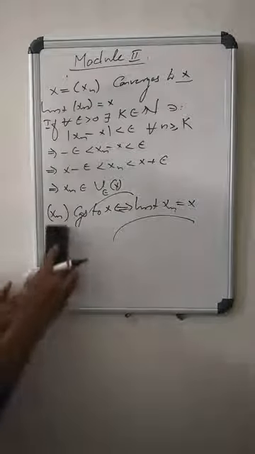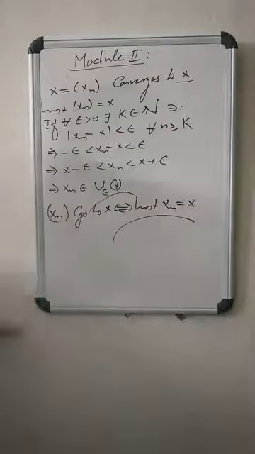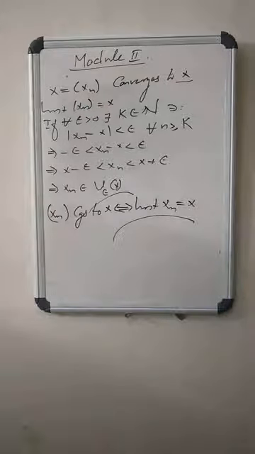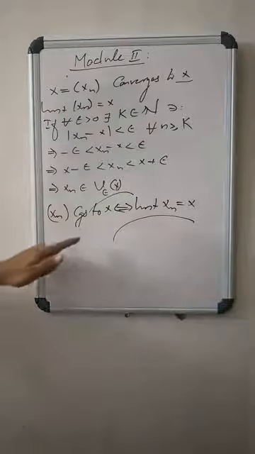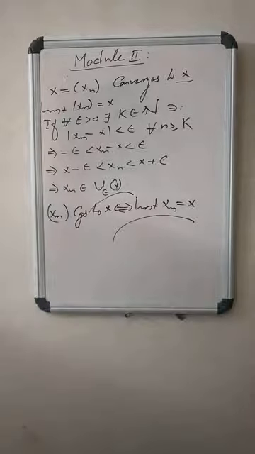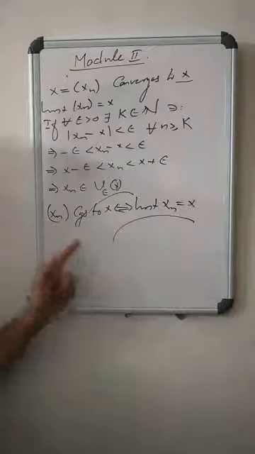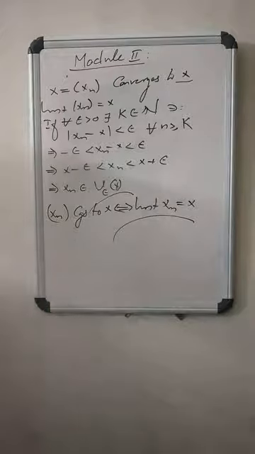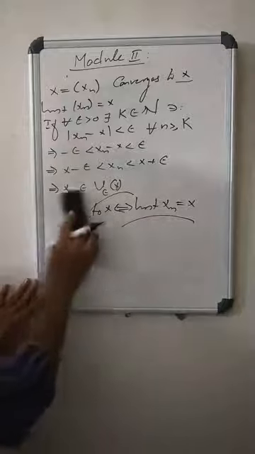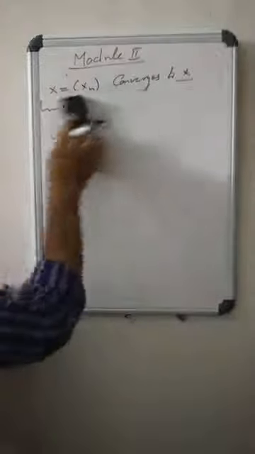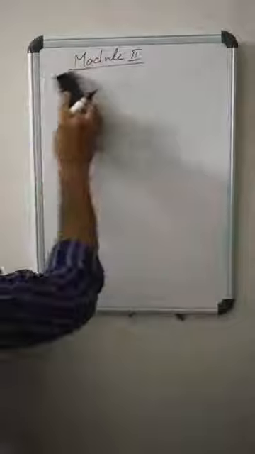So the sequence (xn) converges to x implies and is implied by limit xn equals x. That means if a sequence has a limit, then it converges. If a sequence has no limit, then that sequence does not converge. Not converging means the sequence diverges. So if a sequence has a limit, then the sequence is convergent. If it has no limit, then it is not convergent.